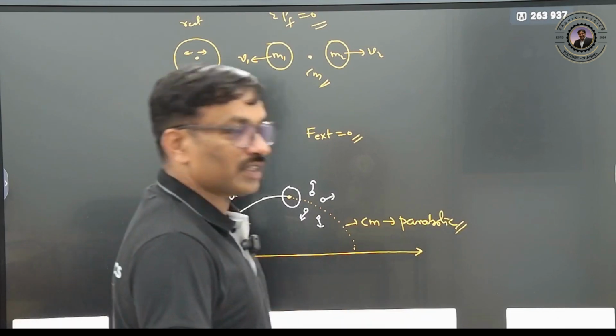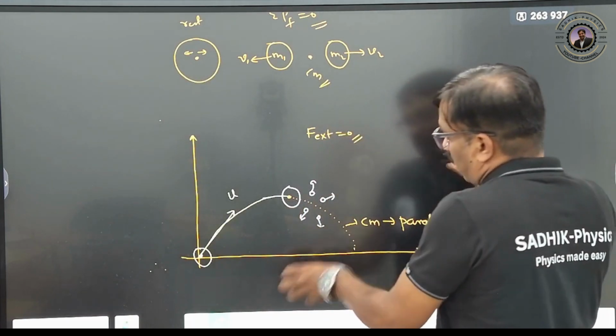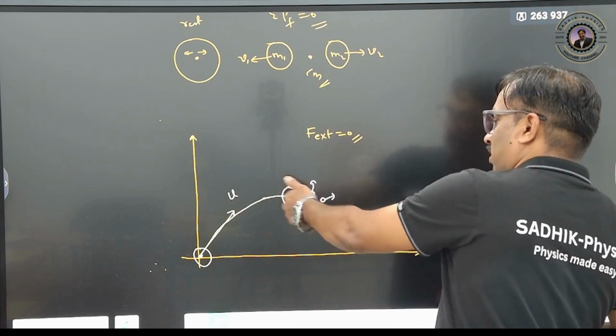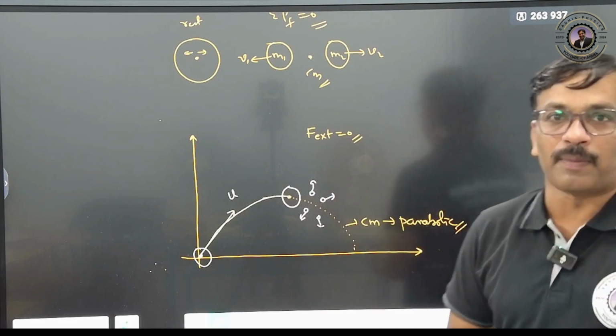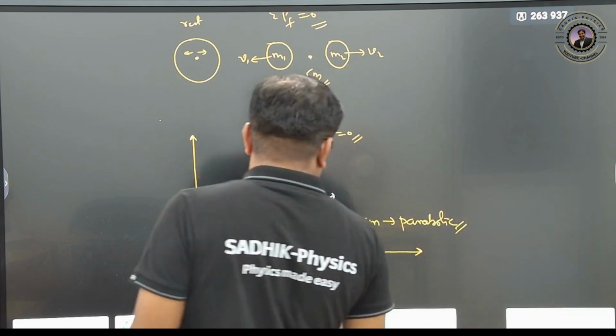There is no deviation, even though it was a single particle before. After that, some particles go with different speeds, but the center of mass will follow the same parabolic path. Clear? One more example here.